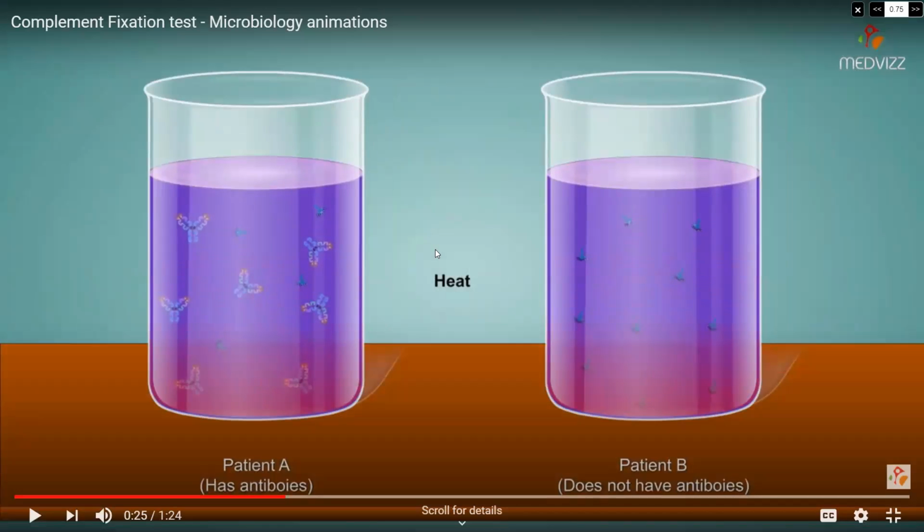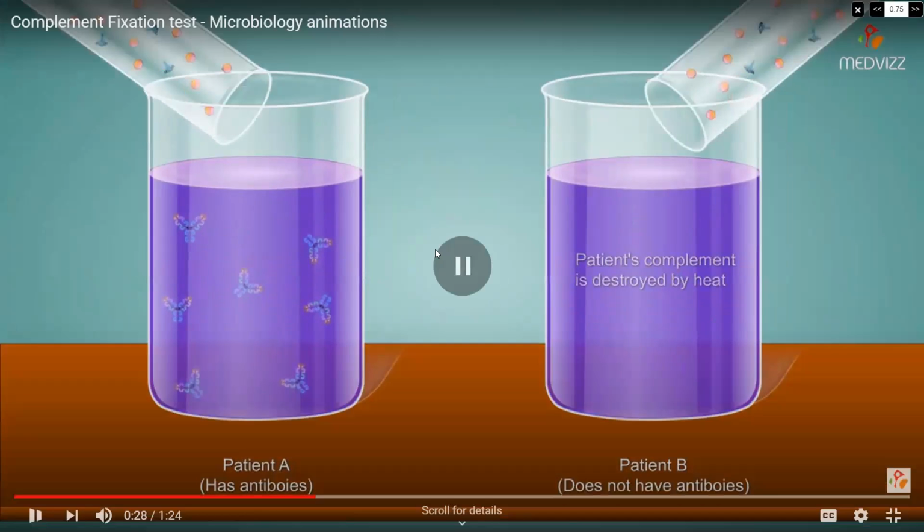See, you heat the serum to destroy the patient's complement proteins, okay. Now what you do is you take a measured amount of complement proteins and antigens, and you add it to both of the solutions.